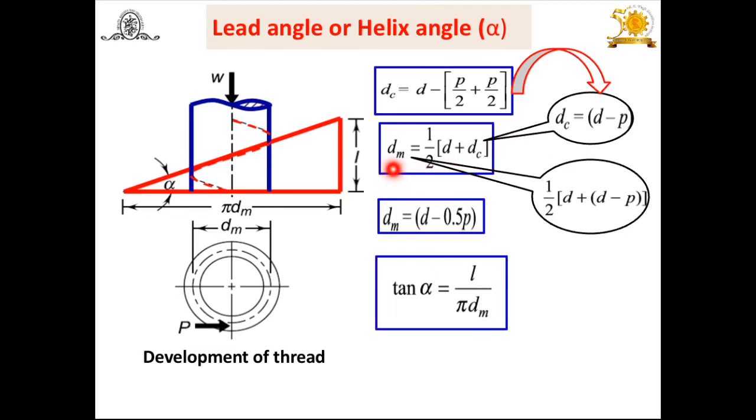Then what do you mean by dm? I have already told how to calculate this dm. dm means (D plus DC) by 2. Outer is D, inside is DC, and at the middle we take the average, 1/2 (D plus DC). But what is DC? We have already calculated D minus P, so we substitute it here. dm is equal to 1/2 [D plus (D minus P)]. D plus D is 2D by 2, so you get D, and P by 2 is 0.5P. So dm is equal to D minus 0.5P.